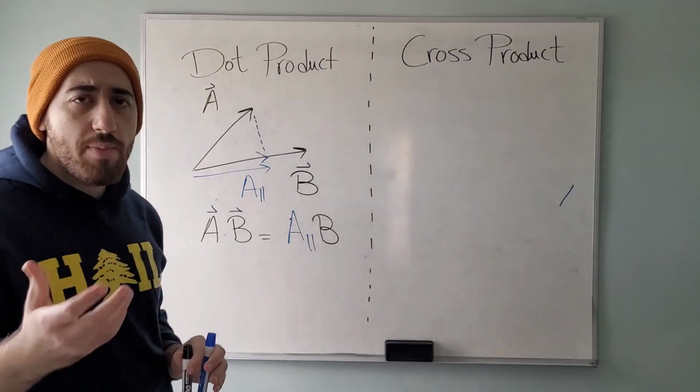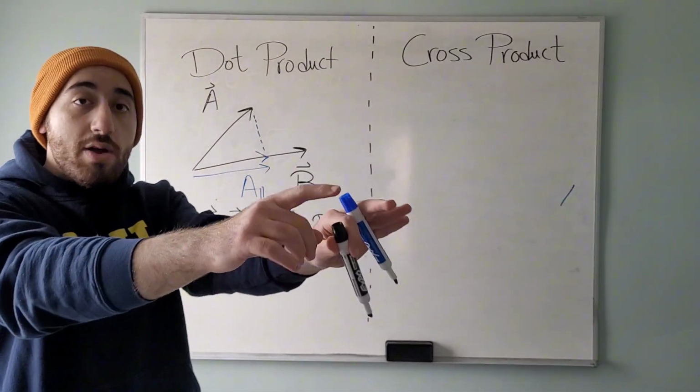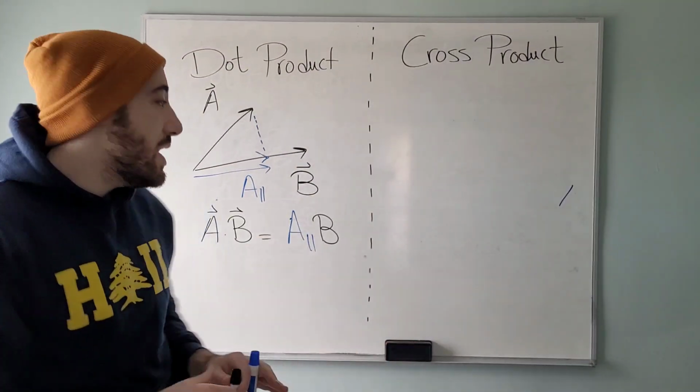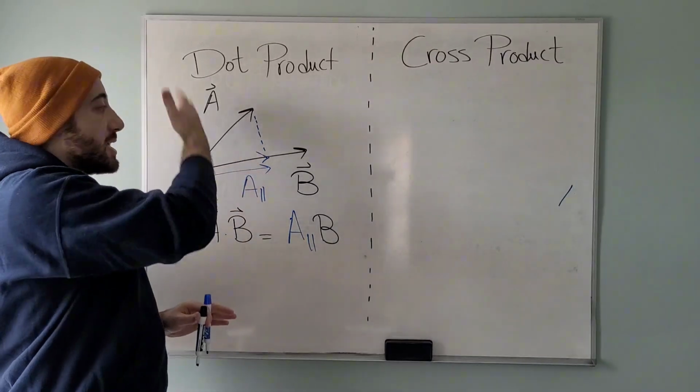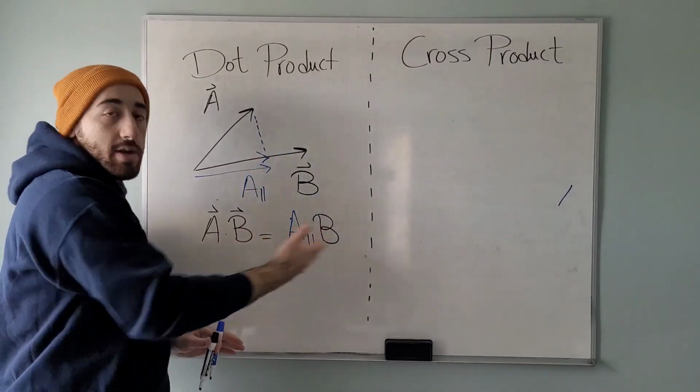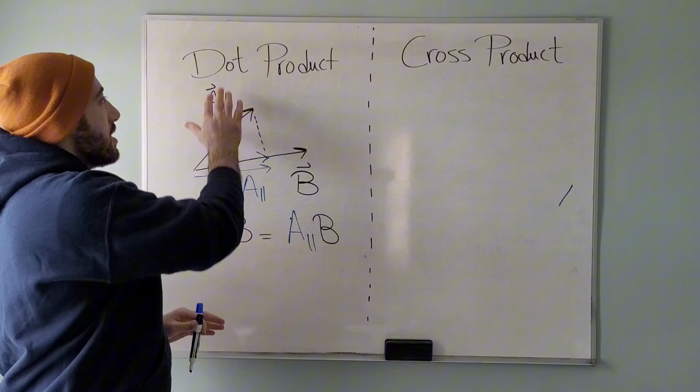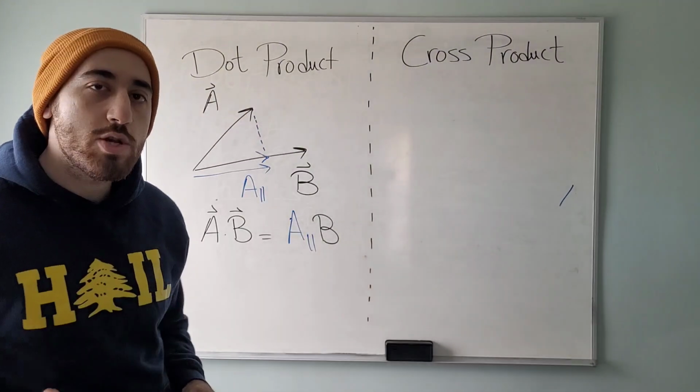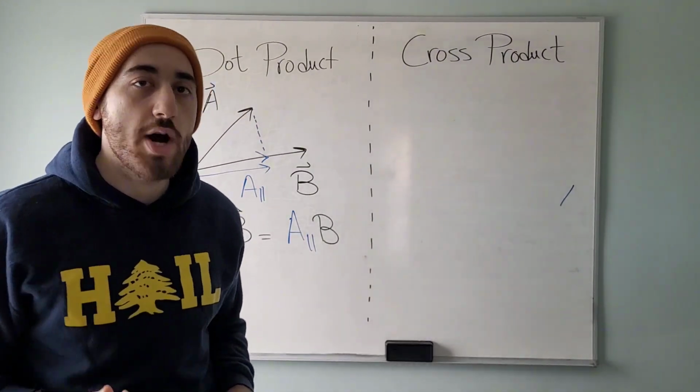So really, the dot product is measuring how parallel two vectors are. If these two vectors are perpendicular, then the dot product is 0. And so instead of calling it the dot product, perhaps we should start calling it the parallel product.